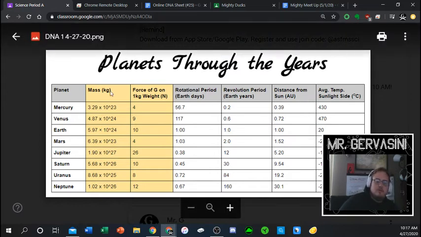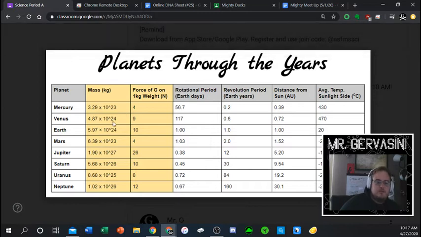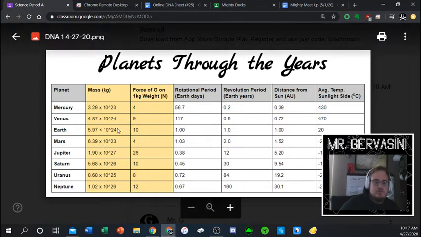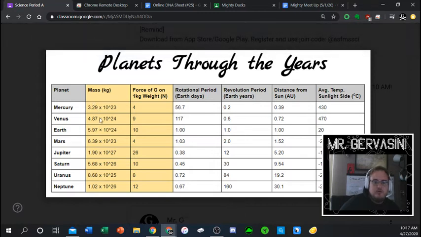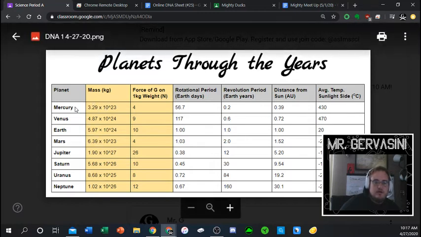So under mass, which one has the lowest mass? So I'm going to look at the exponent first. The smallest power of 10. Mars is 10 to the 23rd. Mercury is 10 to the 23rd. But obviously 3.29 is smaller than 6.39. So I'm going to put Mercury as the lowest massive planet.